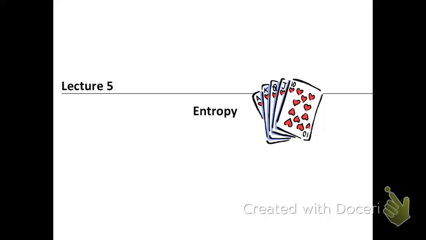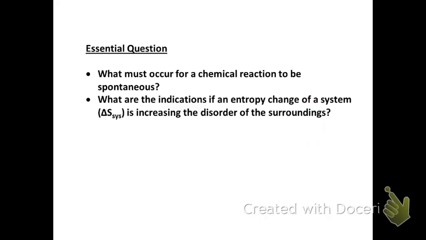Alright, so we're going to go ahead and get started with Lecture 5, Part 2 of this lecture on entropy. In our last lecture, we looked at the essential questions for this particular lecture. What must occur for a chemical reaction to be spontaneous? And we actually addressed that question and answered it in Part 2.